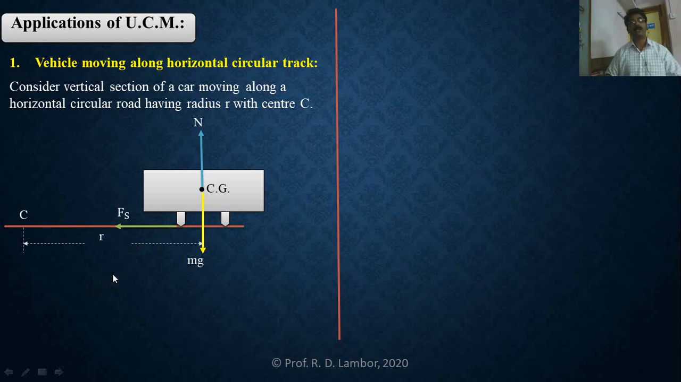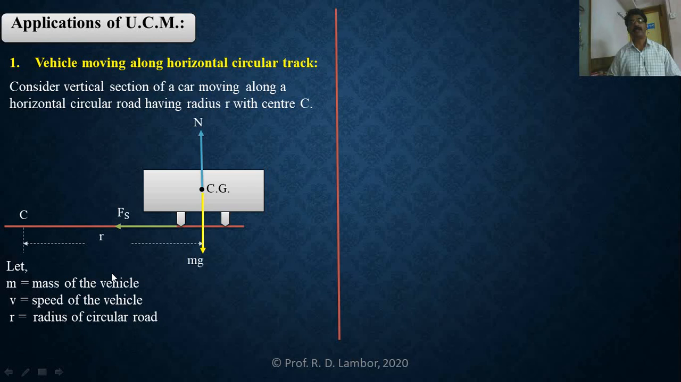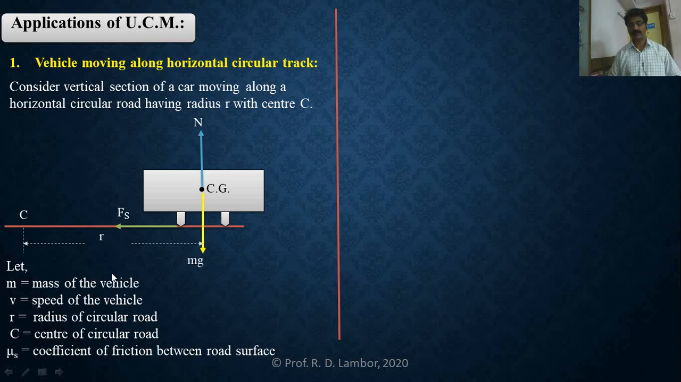So we will see which other physical quantities are involved in this circular motion. Mass of the vehicle, small m. Speed of the vehicle, v. Radius of the circular road, r. Center of the circular road, C. And finally, the coefficient of friction between the road surface and the tires of the vehicle.